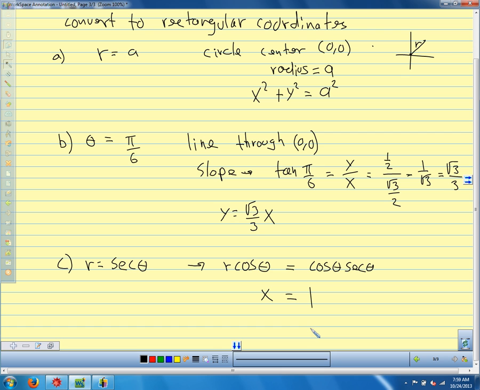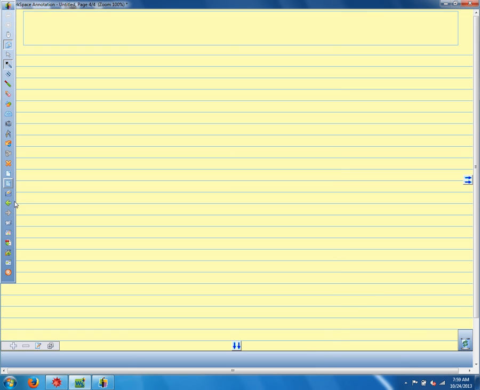Questions on those examples? Now, plotting polar graphs, plotting graphs in polar coordinates by hand, is kind of tough. Usually you have to make a table of values, so you're calculating your r and your theta for various values of theta. Thankfully we have technology that helps us graph these things.